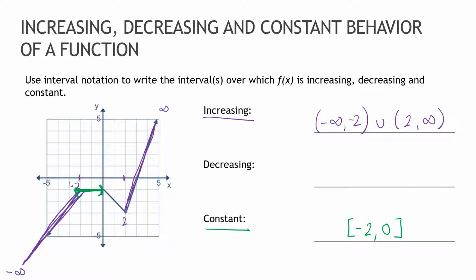Those values are included. The decreasing, running out of colors, how about blue? Happens from right here to right here, which goes from 0 to 2. And again, those would be open brackets. I've already used the exact points of -2 and 0 in my constant behavior. So that's how I would divide up this domain for increasing, decreasing, and constant.